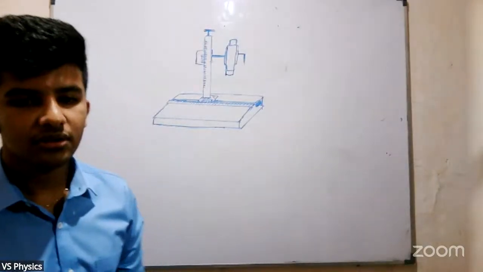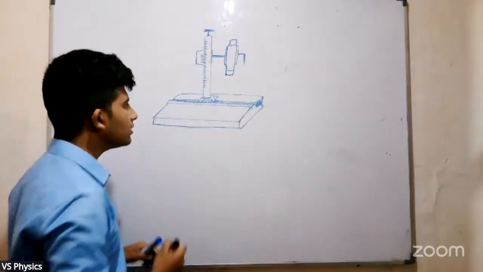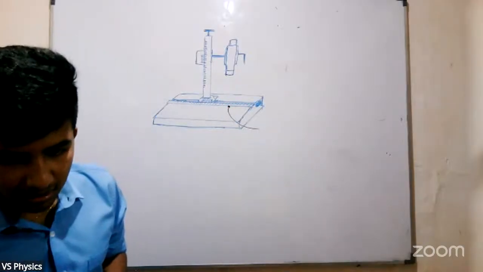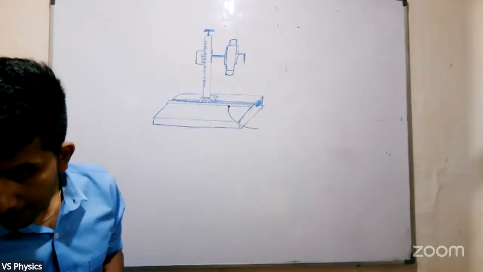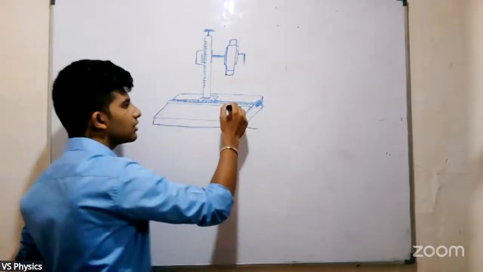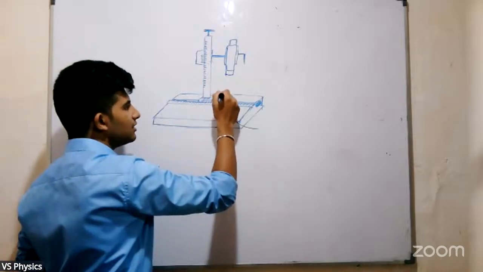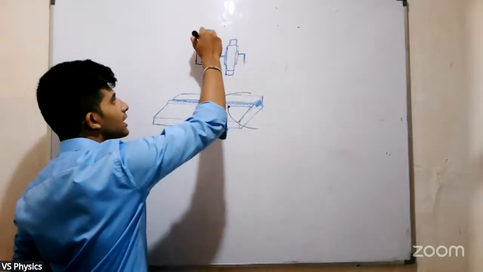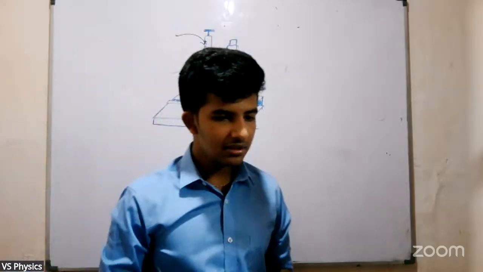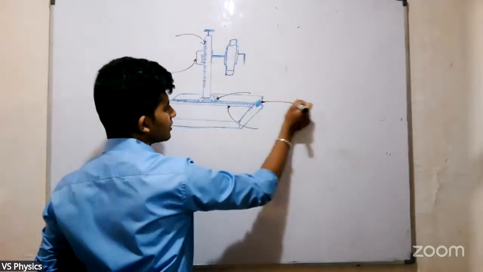What is this called? This is called the horizontal main scale. And here we have the horizontal vernier scale. Here we have the vertical main scale. Here we have the vertical vernier scale. Other than that, we have 2 knobs here.